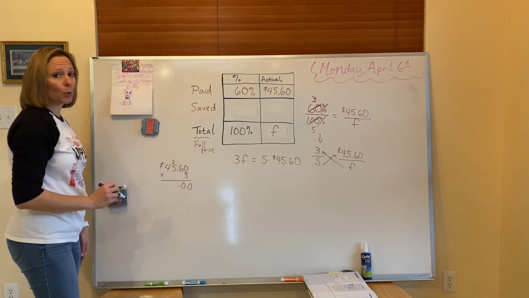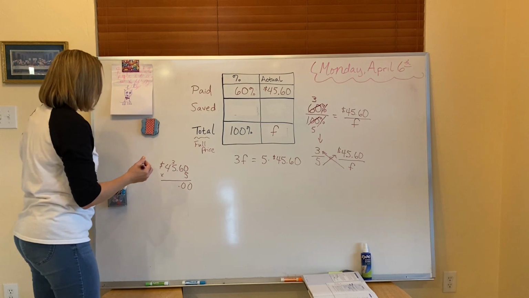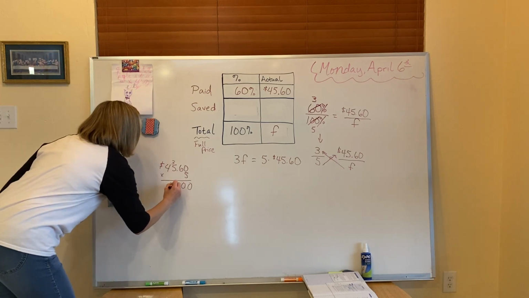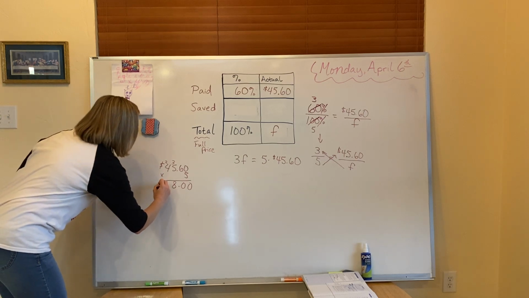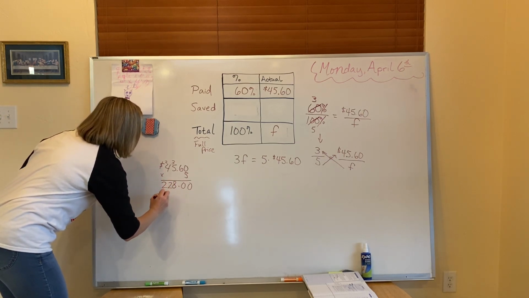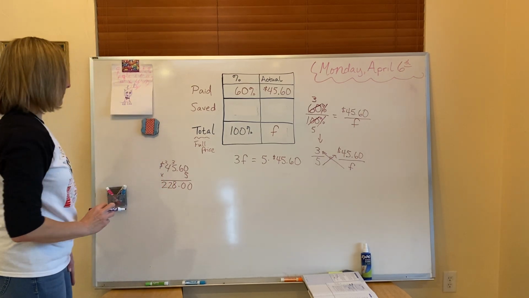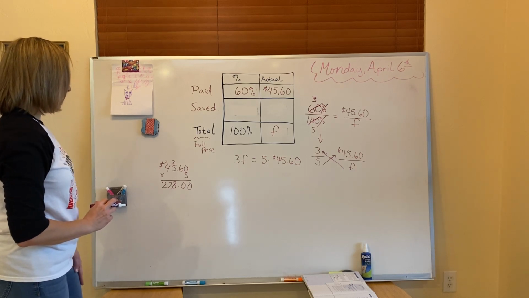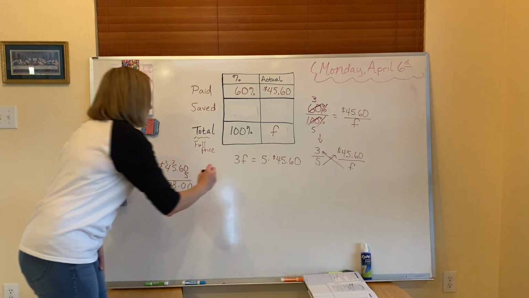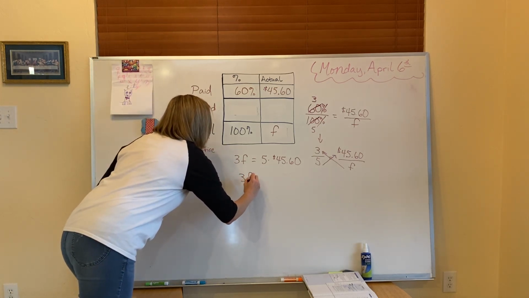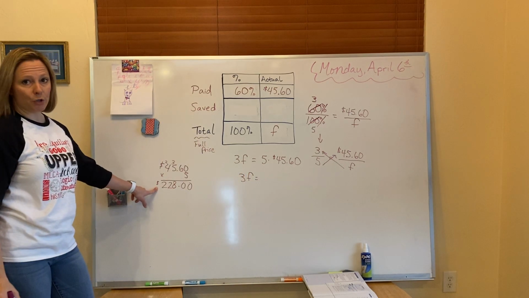5 times 5 is 25, plus 3 is 28. Carry your 2. 4 times 5 is 20, plus 2, 22. Okay. So we have, and it's dollars, right? We have 3F is equal to $228.